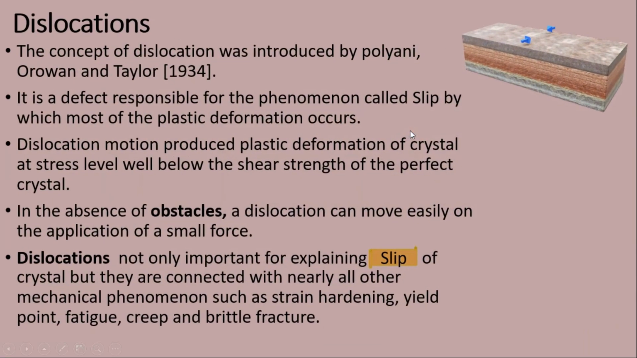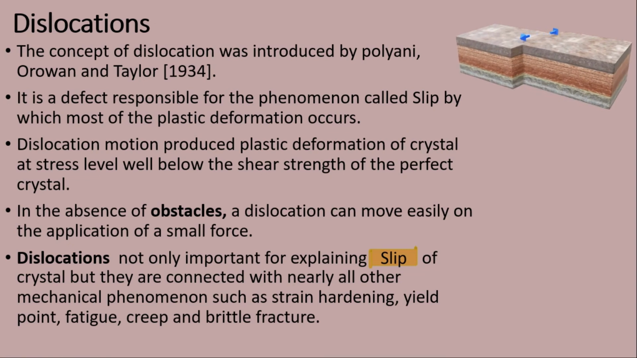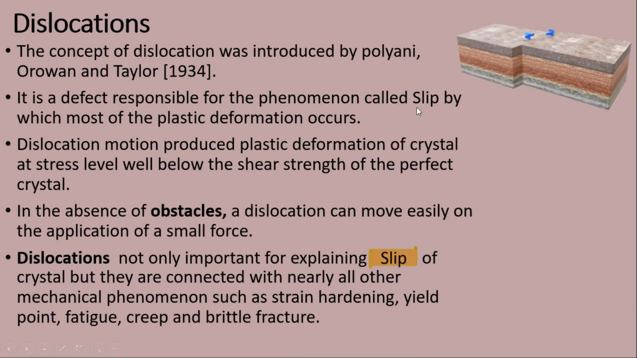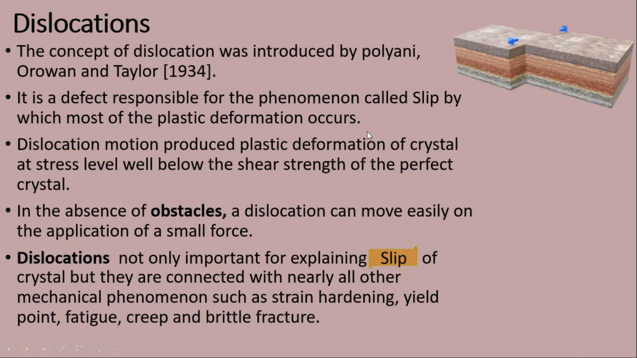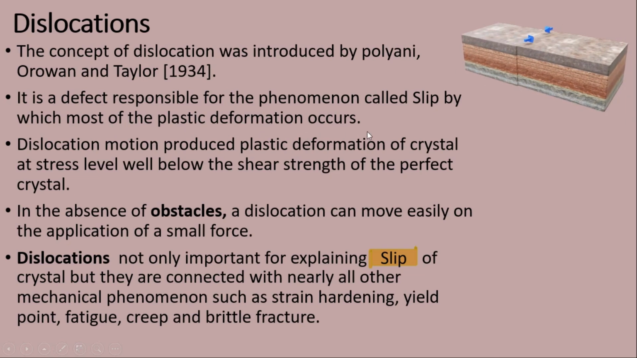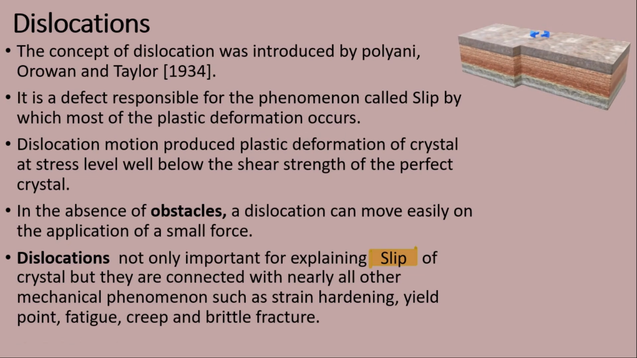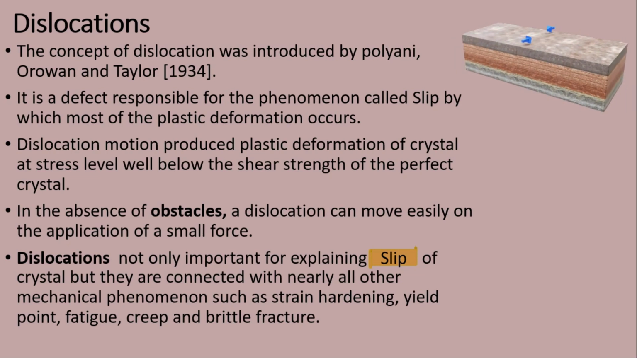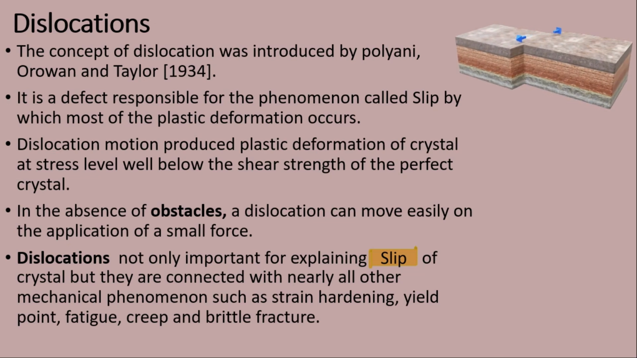If we discuss in detail, this is a concept that was introduced in 1934 by a few researchers. It is a defect responsible for the phenomenon called slip, by which most of the plastic deformation occurs. So plastic deformation is a permanent deformation in the material, and that is caused by a phenomenon called slip, and that slip is caused by the dislocations, right?